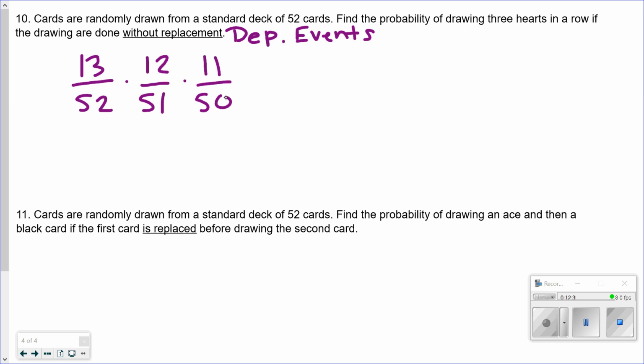And so when you put this in your calculator, you would get 11 over 850, and so you can keep it as a fraction, but you would see that the decimal is 0.0129, which is approximately 1.3%. So not a good chance that you would choose 3 hearts in a row.